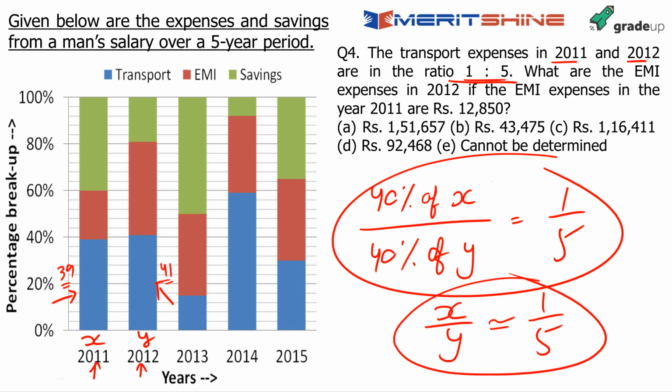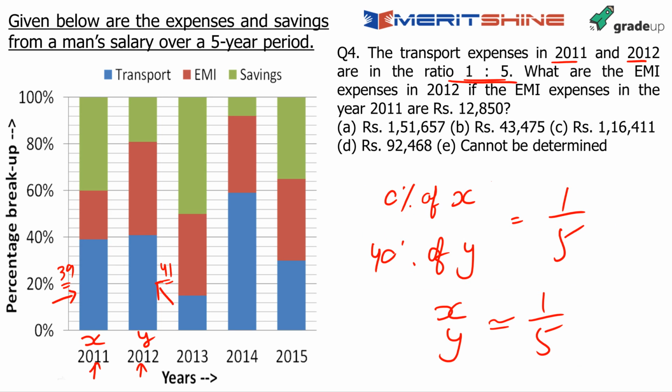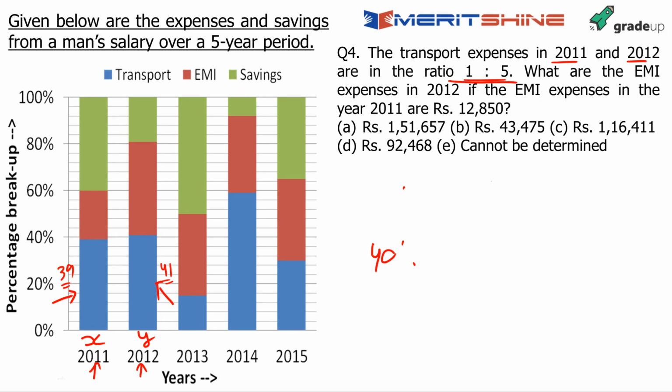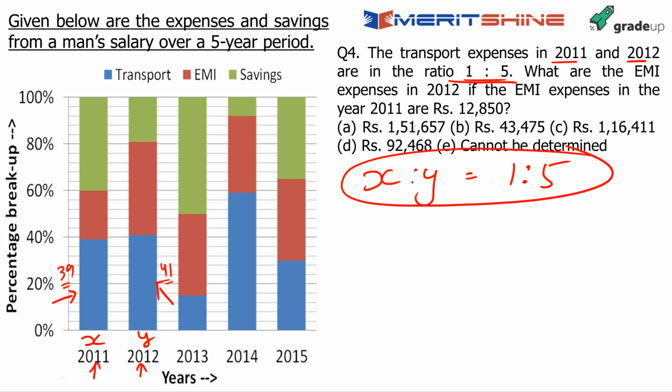So can I just remove this part here? Okay, I am removing this part and just writing that X is to Y. Again, mind it, this is almost exact but not the exact values. That X is to Y is 1:5. It means that the salary in 2012 is around 5 times the salary in 2011. Alright, so let's proceed to the next step.